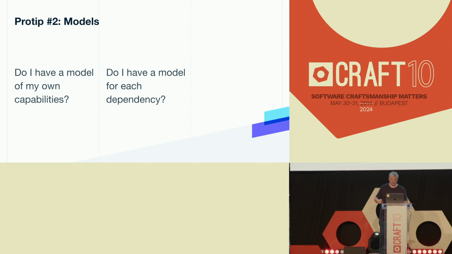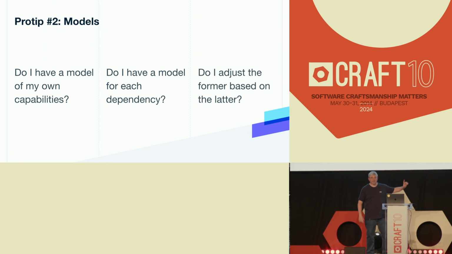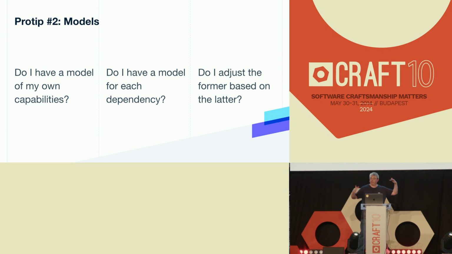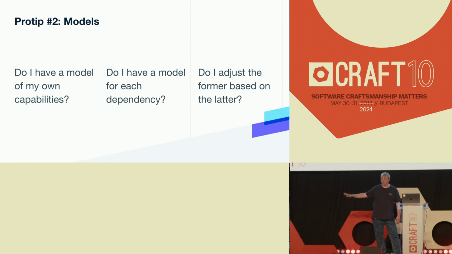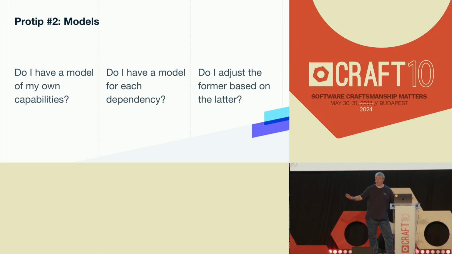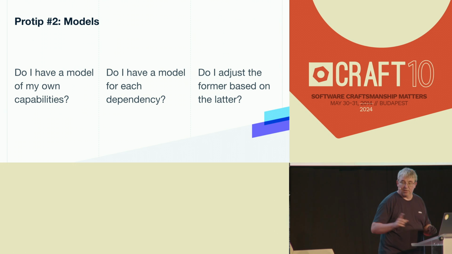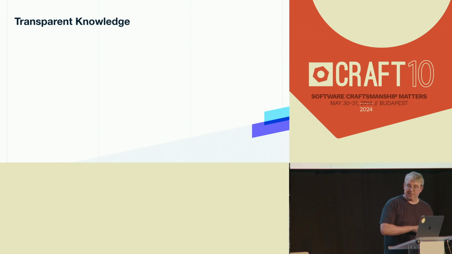And then here's the kicker, right? Can I adjust the model of my own capabilities on the basis of the capabilities or the current status of my dependencies? This is where the magic comes, okay? I would say this is not common, right? I don't think we do a lot of this as an industry. We'll see a little bit more about this as we go.